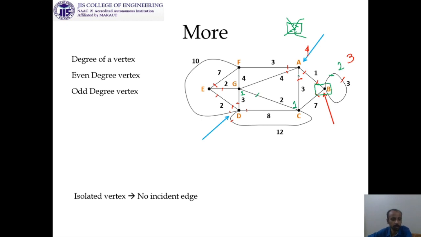Now another important point: the isolated vertex. An isolated vertex means no incident edge is there, so that means the vertex is alone. Now a pendant vertex means a vertex whose degree is 1. So if we want to draw a pendant vertex over here, suppose there is another vertex after A, B, C, D, E, F, suppose it is G, and this vertex has degree 1 because only one edge is incident on this and it is not a self loop. So this is a pendant vertex.